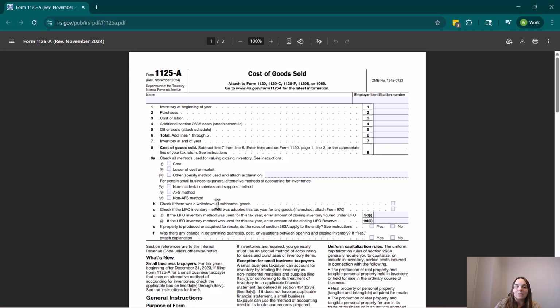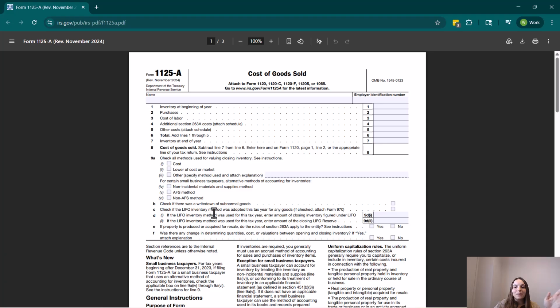Check if there was a write-down of subnormal goods. So did you pay money for a product and then on your books you said, okay, we paid $3,000 for this particular batch of items, but we are going to write that down to $2,000 because they just aren't worth $3,000. This would be abnormal for you guys. Check if the LIFO inventory was adopted this year for any goods. LIFO is last in, first out.